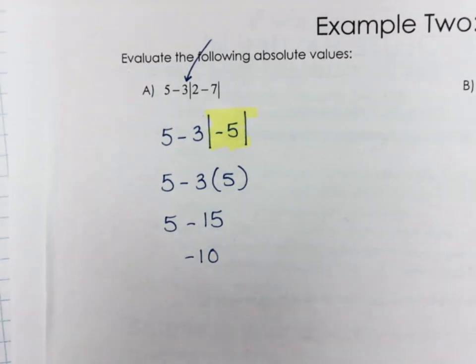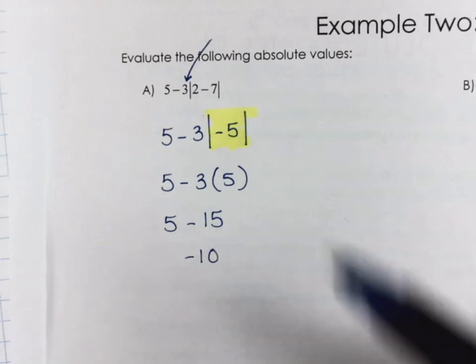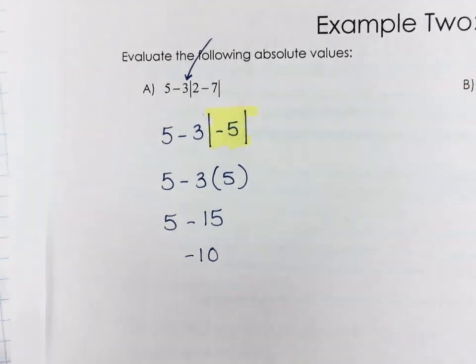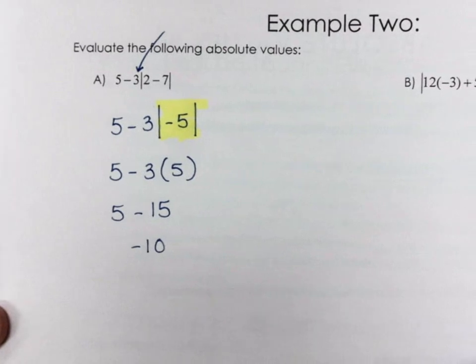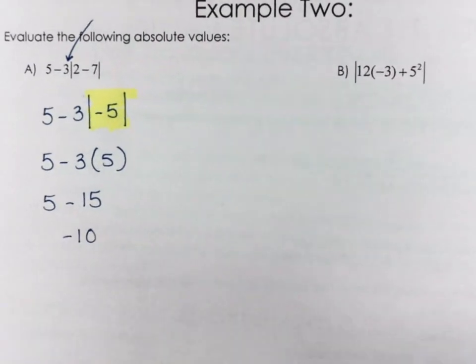So the absolute itself will evaluate positive, but there's other math that happens outside of the absolute bracket, so you might end up with a negative answer. But it's the number inside the absolute that will evaluate to positive. Make sense? Okay, you guys do this one.